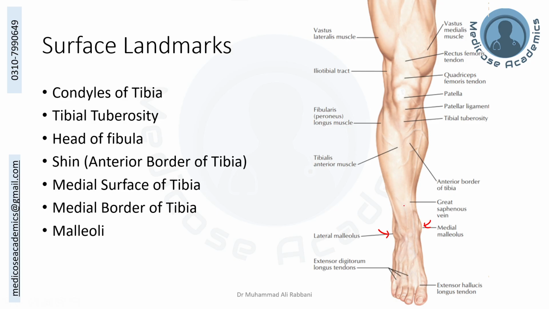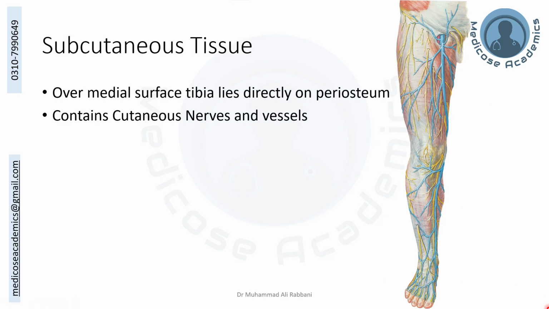We will be discussing the leg in three compartments: extensor, lateral or peroneal, and posterior compartments. However, the medial surface is subcutaneous and it only contains the saphenous vein and the cutaneous nerve going through it, that we will discuss in the upcoming slides.